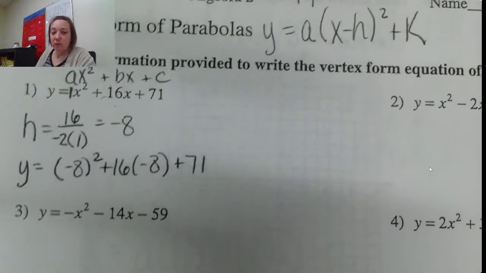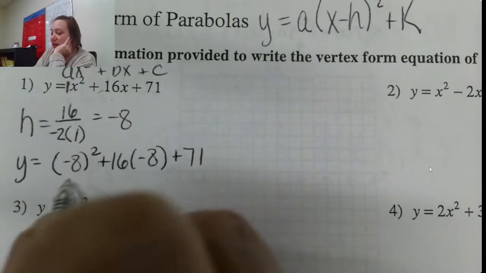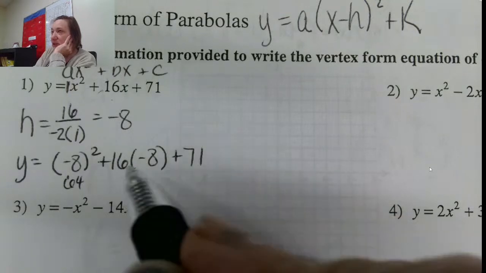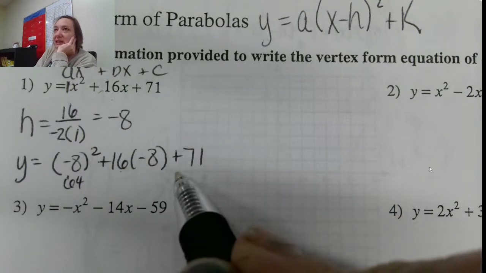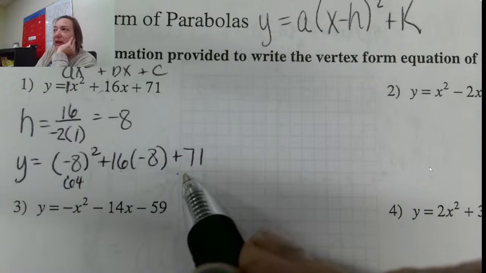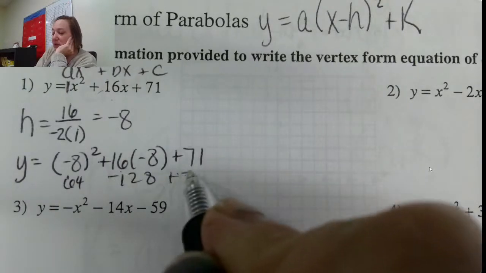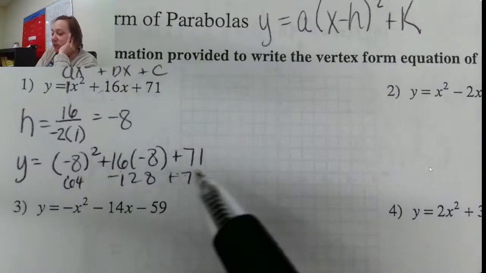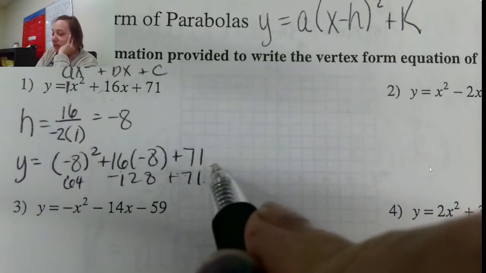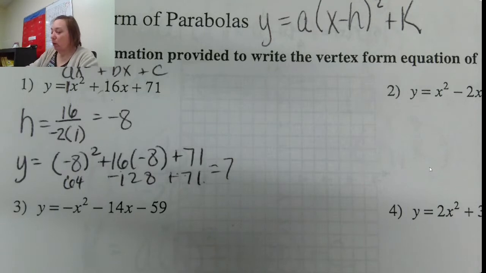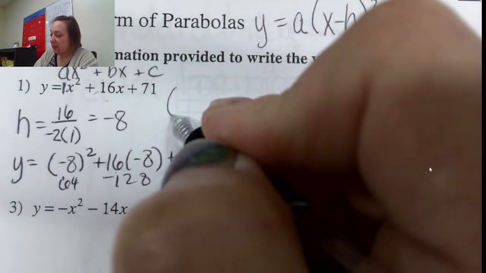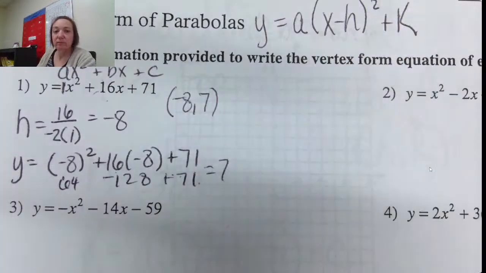Okay, so negative 8 squared is 64. See, 10 times 8 is 80. 6 times 8 is 48. So 80 and 48 would be 128. So negative 128, right? And then 71. So 64 and 71 is going to be 135. You're right, 7. So our vertex is negative 8, 7.